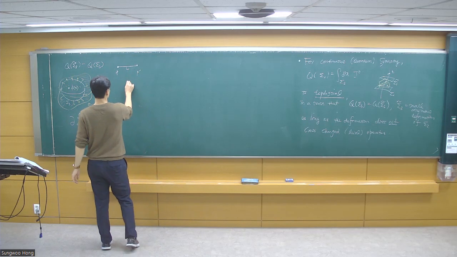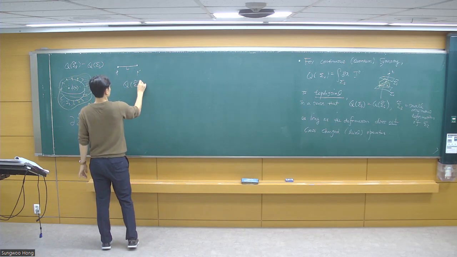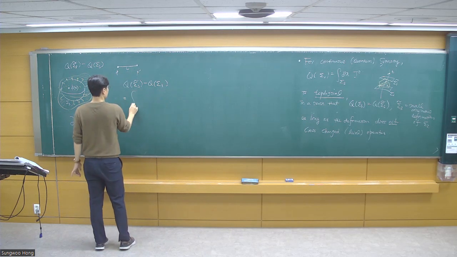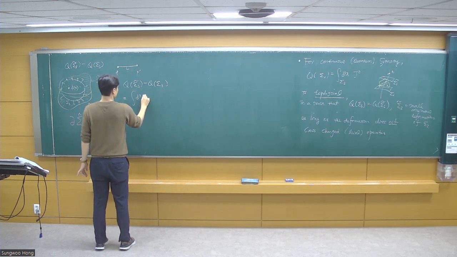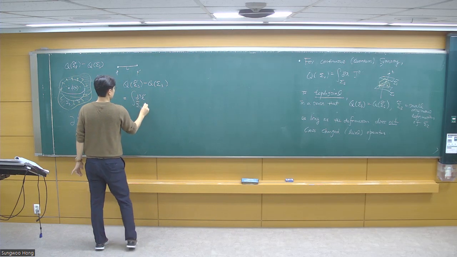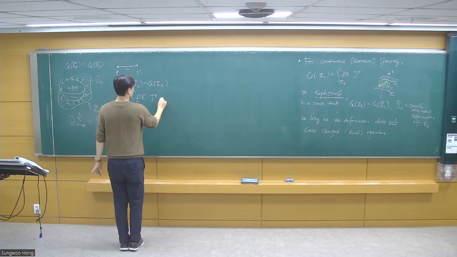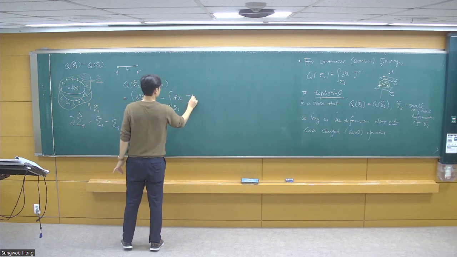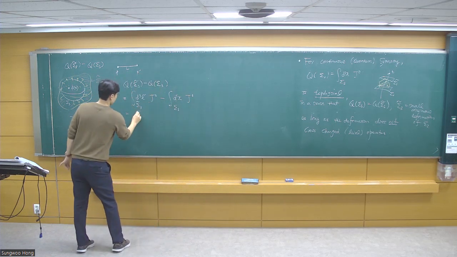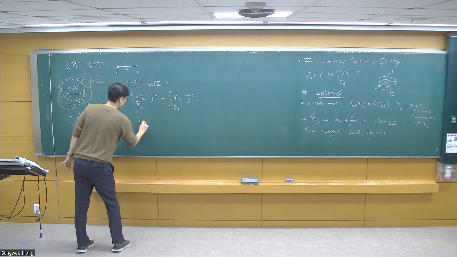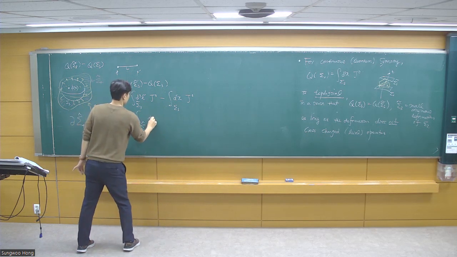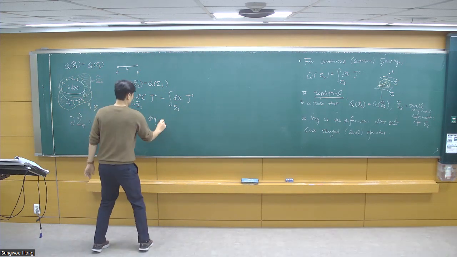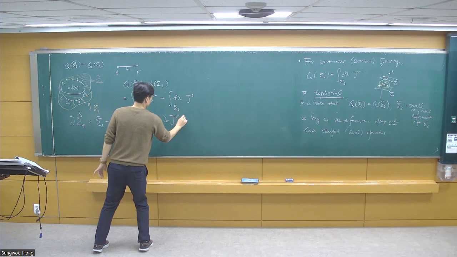Now let's actually work it out. Q of sigma 3 tilde minus Q of sigma 3 is equal to the integral over sigma 3 tilde of J0 minus the integral over sigma 3 of J0. But this can be written as an integral over sigma 4 hat, where the boundary is again that minus that.